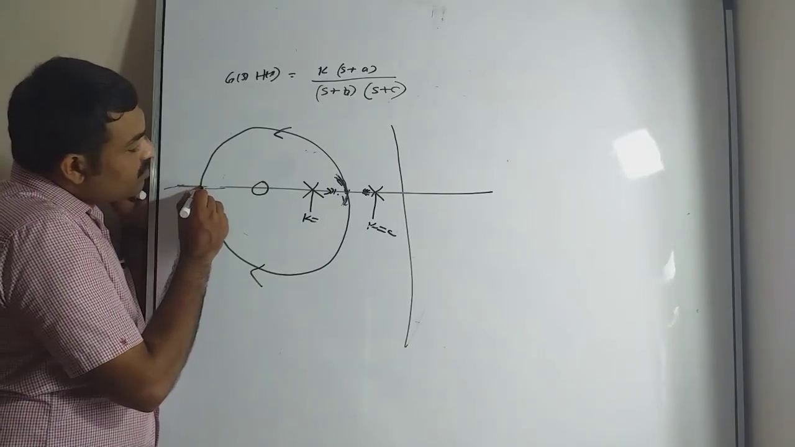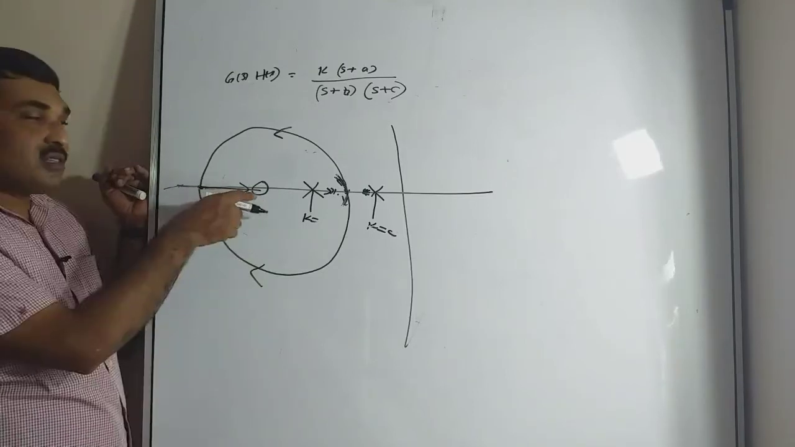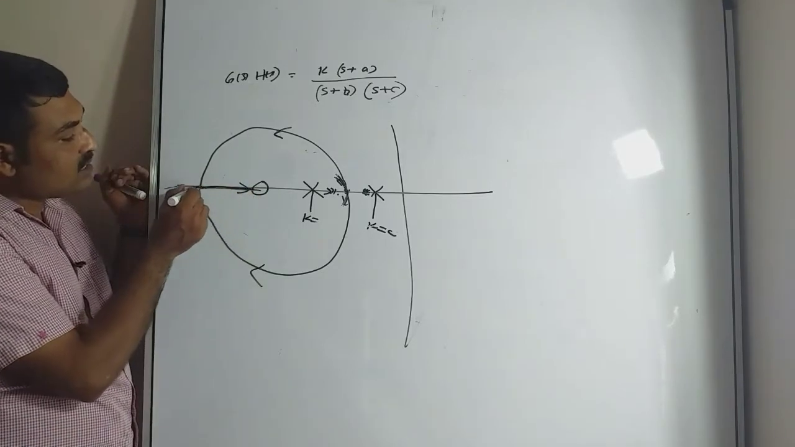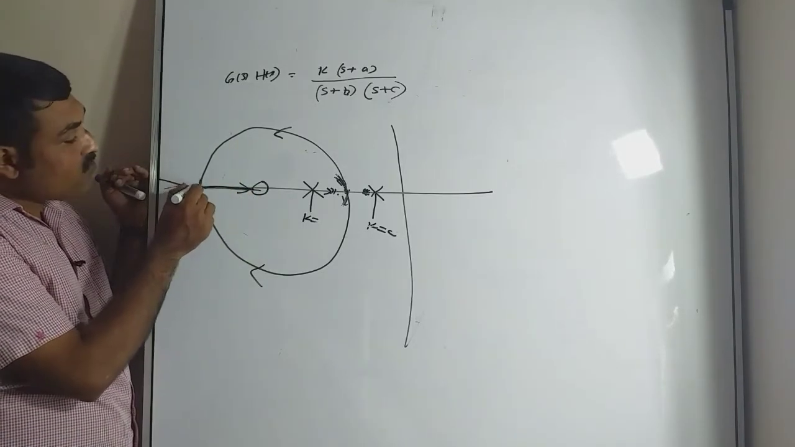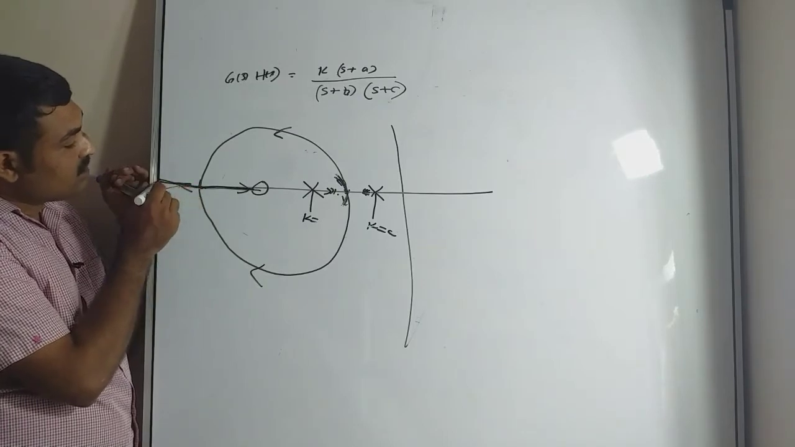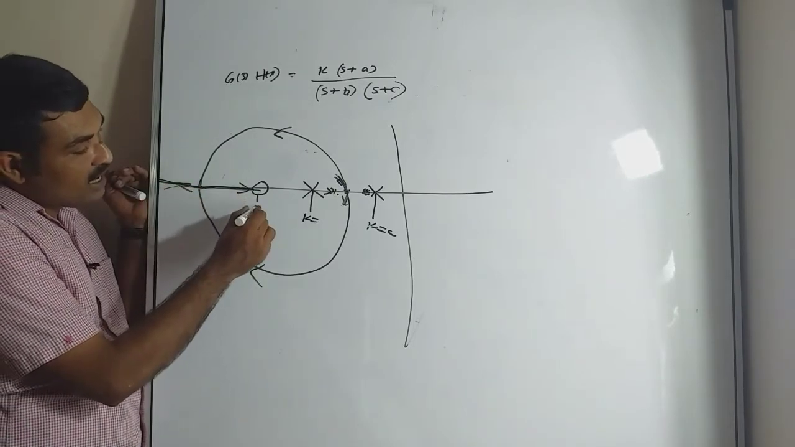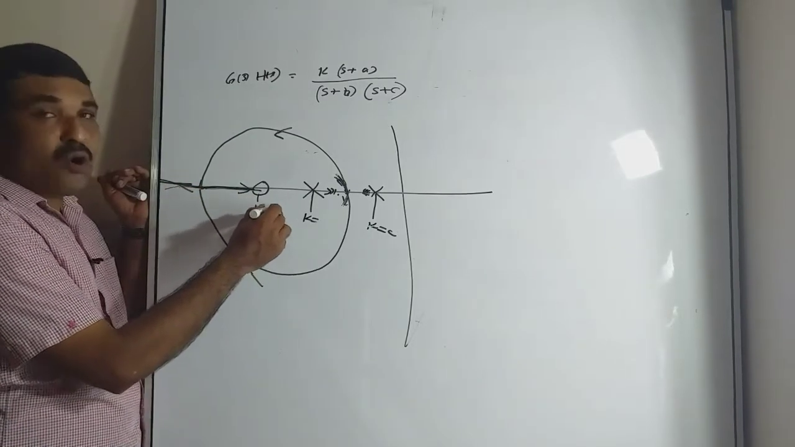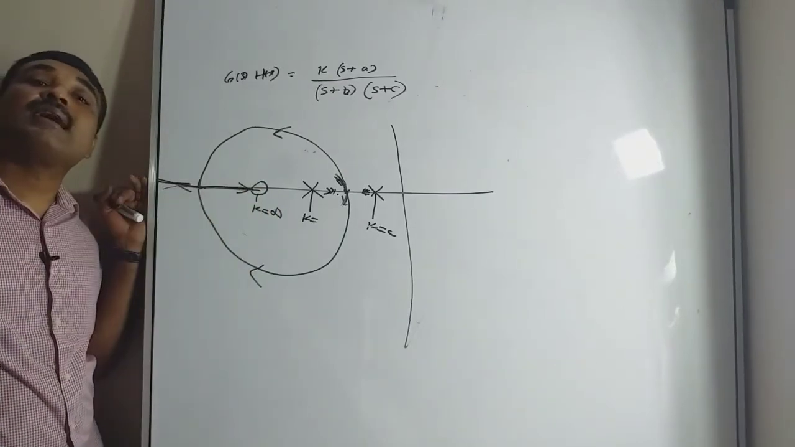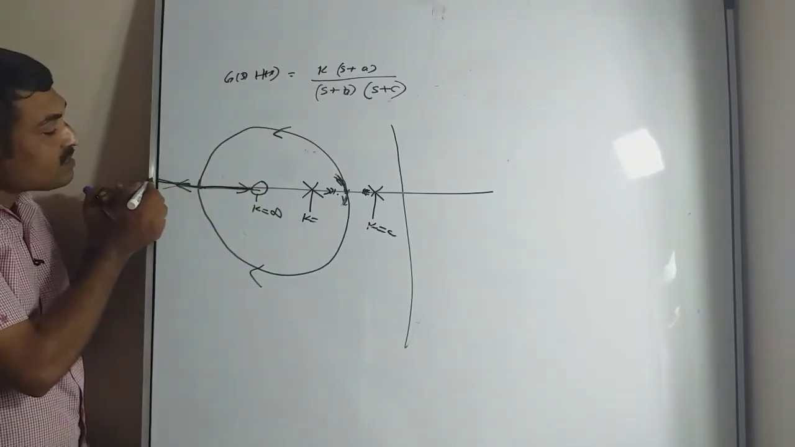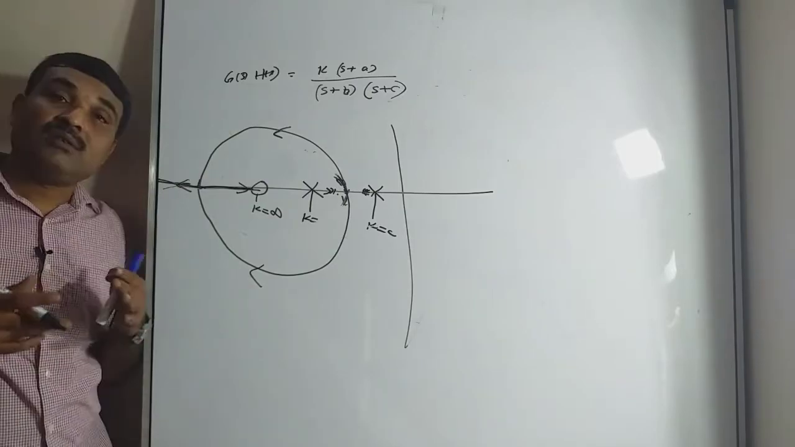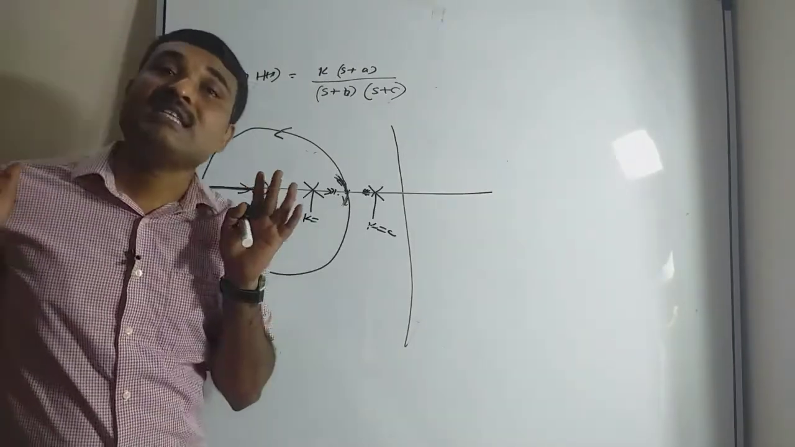One branch will move towards this zero since this portion of the real axis is on root locus, and one branch will move along this. And here the value of k is equal to infinity. The root locus terminates at a real zero and this branch will terminate at infinity, that is, terminating at an infinite zero.